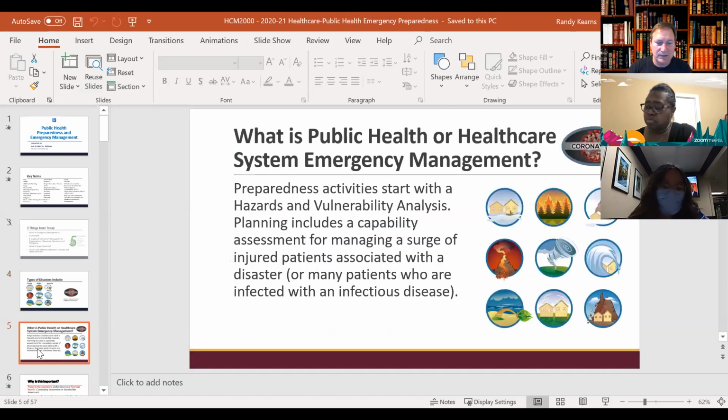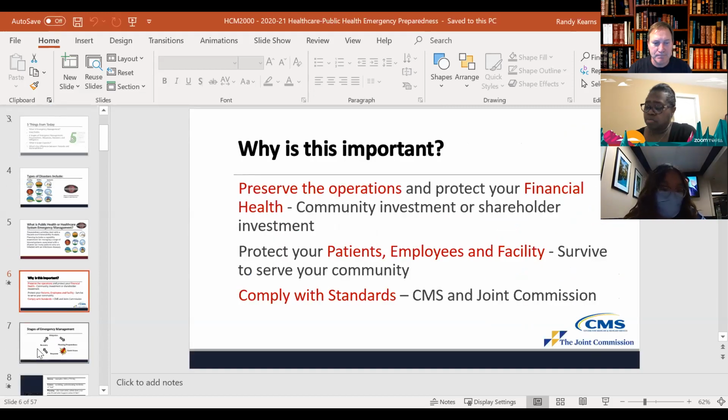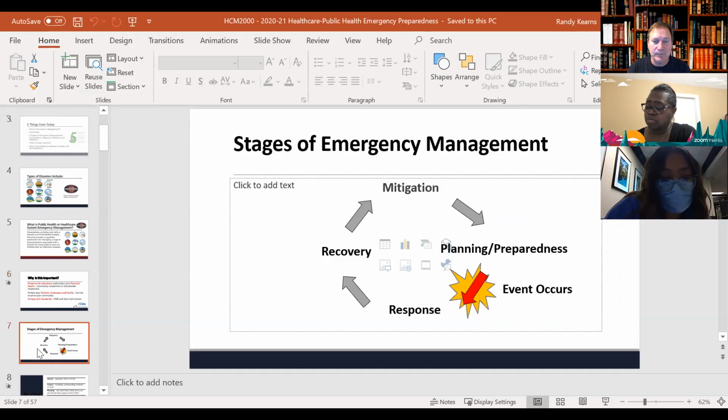Let's move on. Again, it's important because we want to preserve the operation, protect our staff, protect our employees, facility, and protect the financial health of our organization. It's also important for us to comply with standards. Again, the four phases that I mentioned earlier are stages of emergency management.